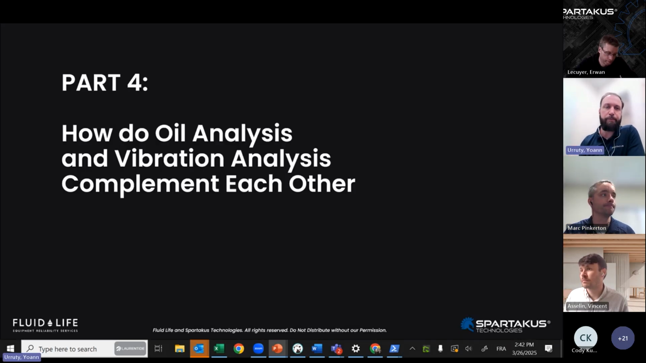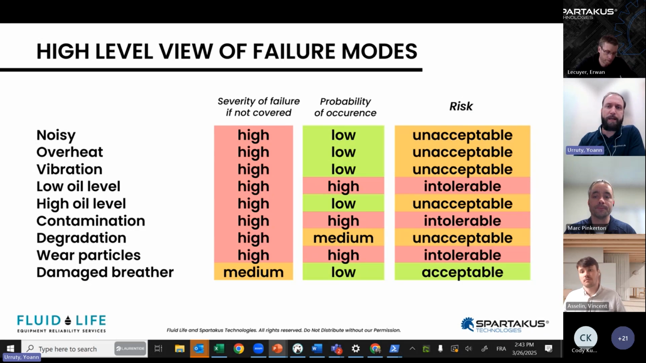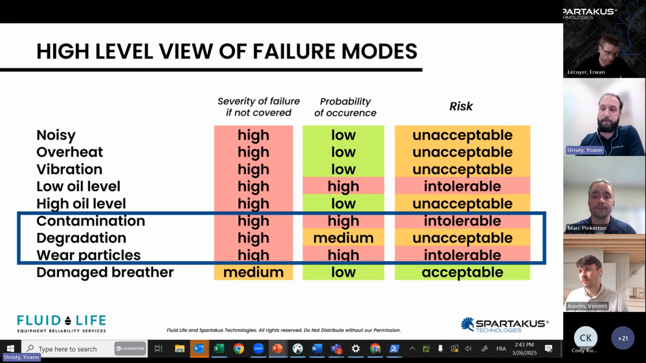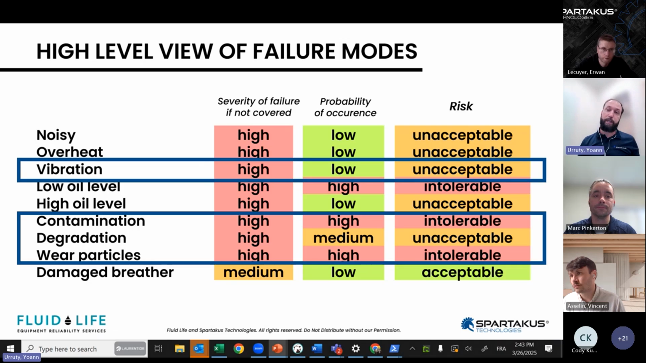Excellent. Thank you, Mark. So how do oil analysis and vibration complement each other? Let's go back to our initial scenario, right? We talked about the failure modes. We identified some failure modes for a gearbox that can happen: contamination, degradation, wear particles, and also vibration. The reason why we focused a lot on gearboxes in that presentation is that you can do both vibration analysis and oil analysis on these types of assets, right? So that's why it was a good example.